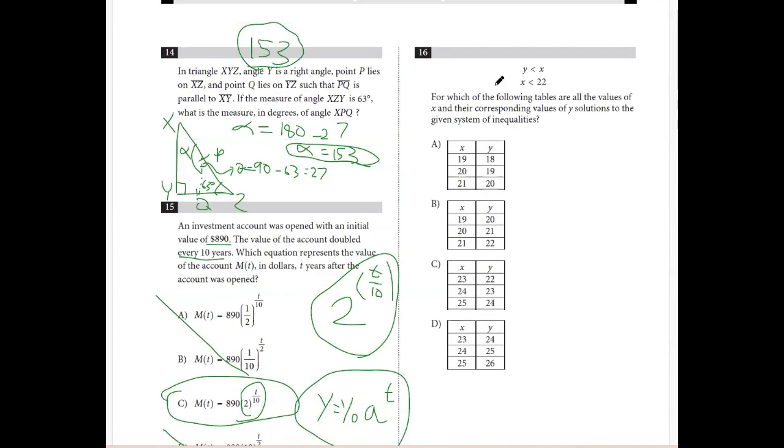Okay. 16, which of the following tables have values of x and their corresponding values of y that are solutions to a given system of inequalities? This is more of a plug and chug. Automatically, C and D are wrong because neither of the x values are less than 22. Now I need to choose between A and B. 18 is less than 19. 19 is less than 20, and 20 is less than 21. So obviously A is the correct answer choice here. It's more about plug and chug here.